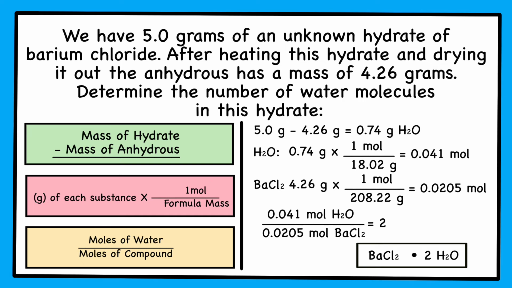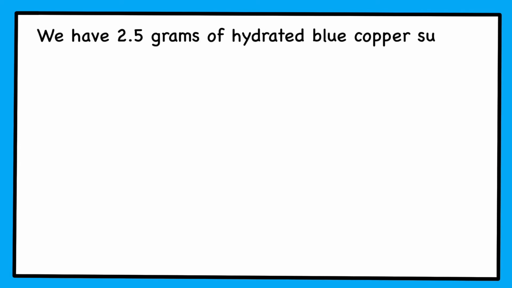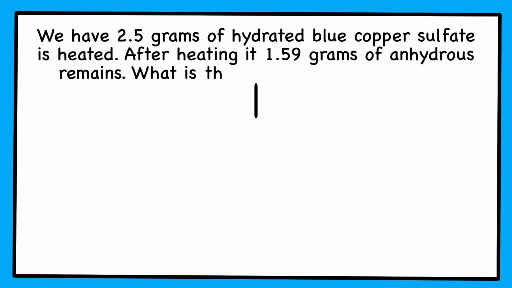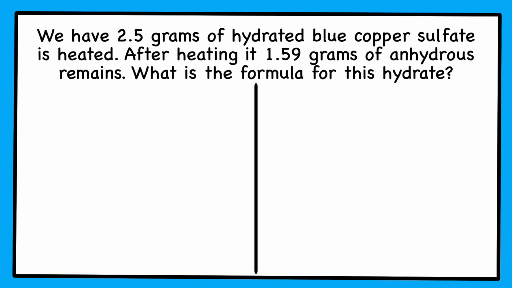Let's work another example problem. The mass of 2.5 grams of blue hydrated copper sulfate is placed in the crucible and heated. After heating it, 1.59 grams of white anhydrous copper sulfate remains. What is the formula for this hydrate?